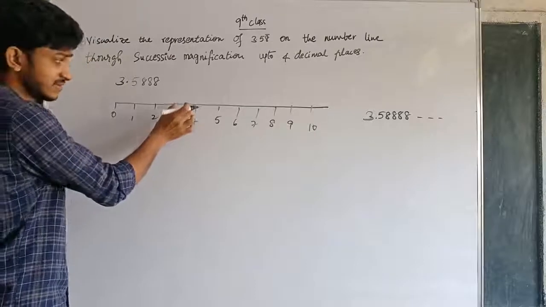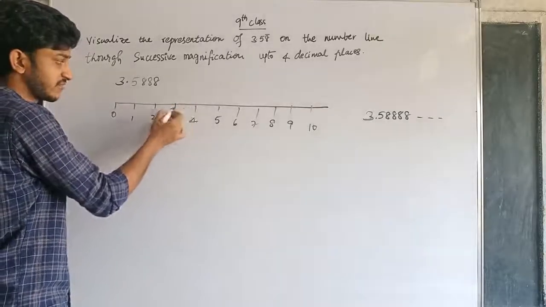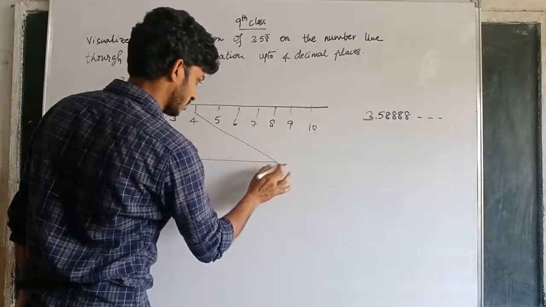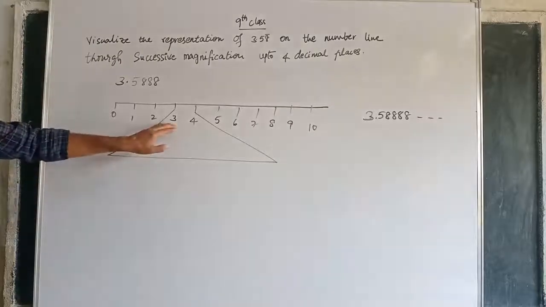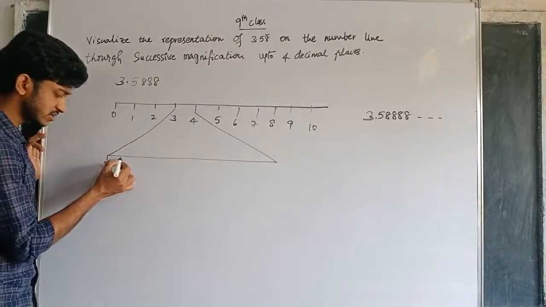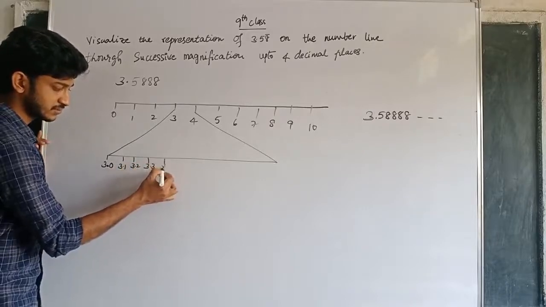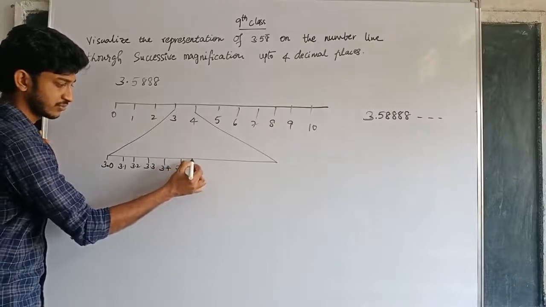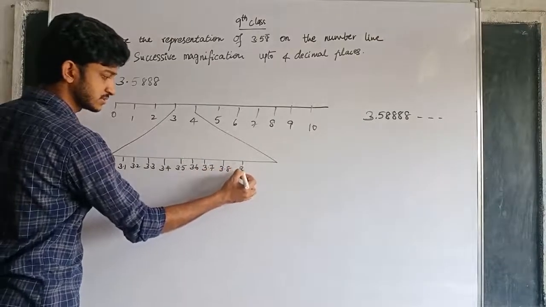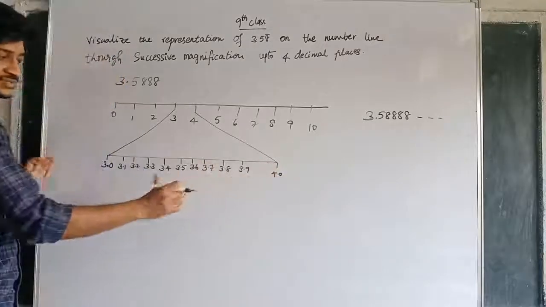So I am magnifying the space in between 3 and 4. Here 3 means 3.0, and the next numbers are 3.1, 3.2, 3.3, 3.4, 3.5, 3.6, 3.7, 3.8, 3.9, and 4. Adjust these numbers between the spaces.